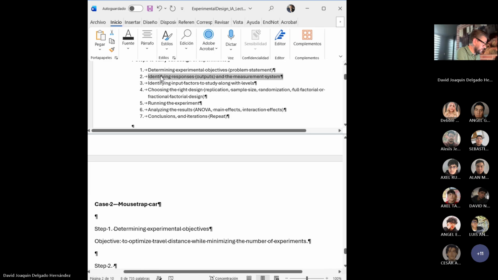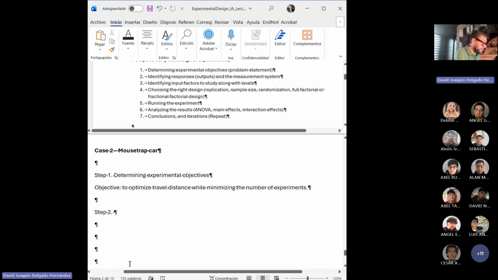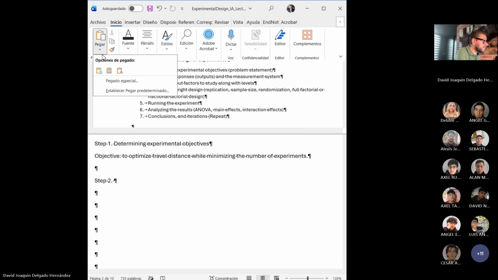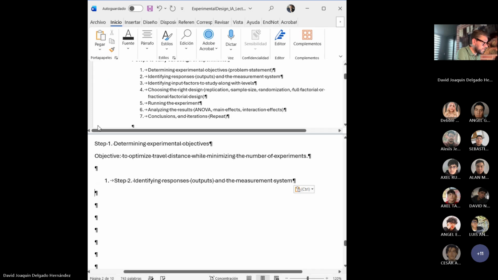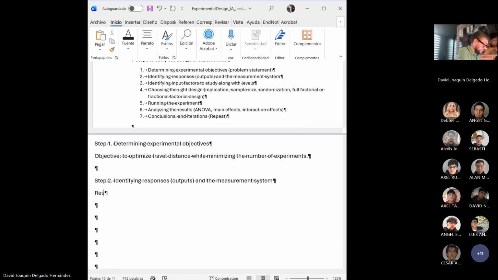Identifying, so let me put it here. Okay. Step number 2 is identifying responses, outputs, and the measurement system. Okay, so the response, in this case, as I said, is the travel distance. And I will use meters as well in order to measure it.